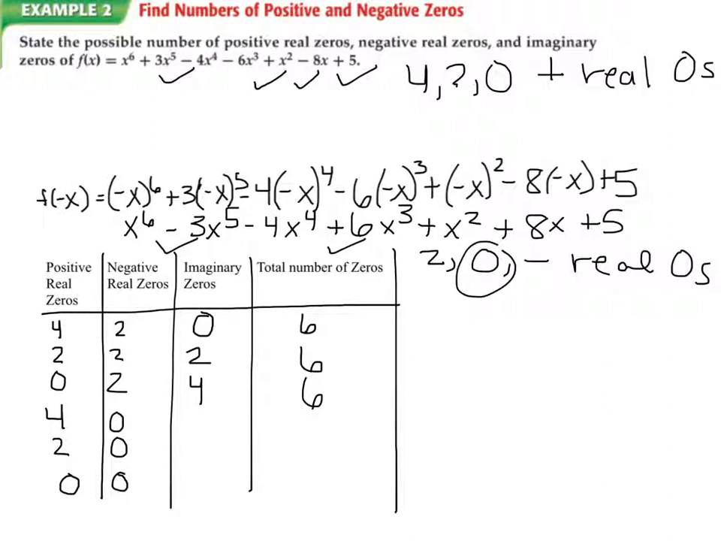On the next one, we have 4 positive real zeros, 0 negative real zeros, which means we're going to have 2 imaginary zeros to give us our total of 6. On the next one, we have 2 positive real zeros, 0 negative real zeros, which means we're going to have 4 imaginary zeros to get our total of 6. And on the last one, we have 0 positive real zeros, 0 negative real zeros, which means we'd have to have 6 imaginary zeros to have the total of 6.